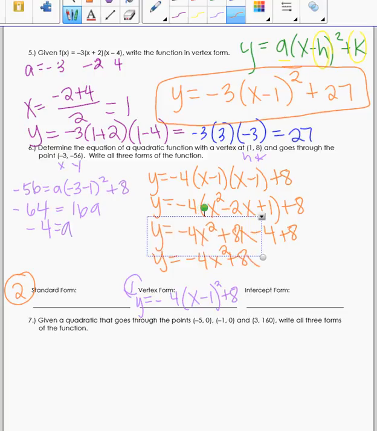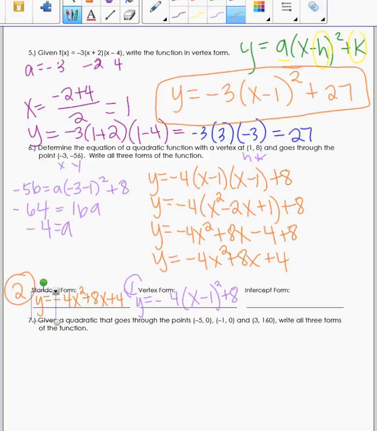So your final form is y equals -4x squared plus 8x. Negative 4 plus 8 is a positive 4. Nice. Is it Friday yet? Alright. So standard form is y equals negative 4x squared plus 8x plus 4.